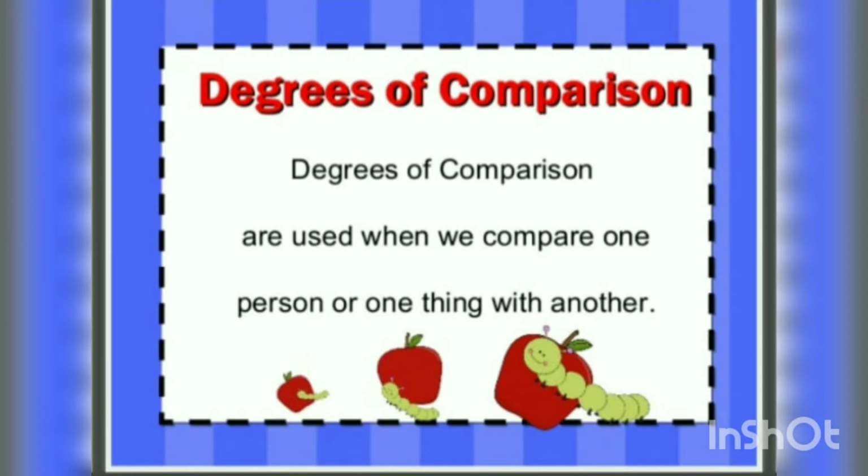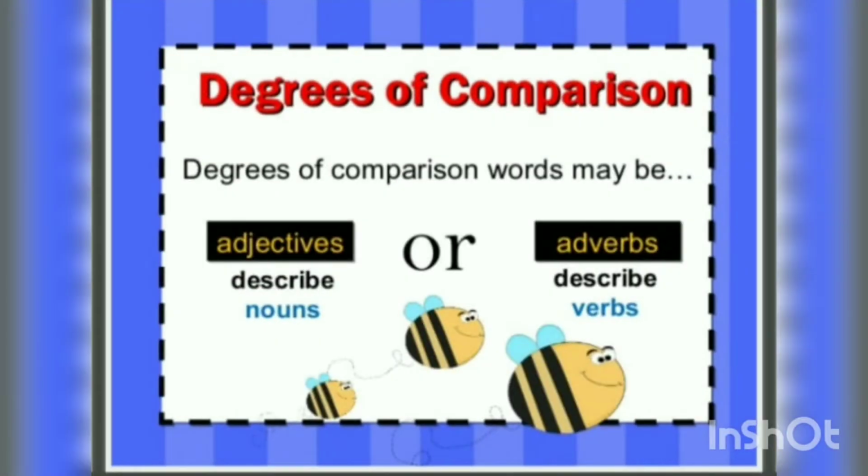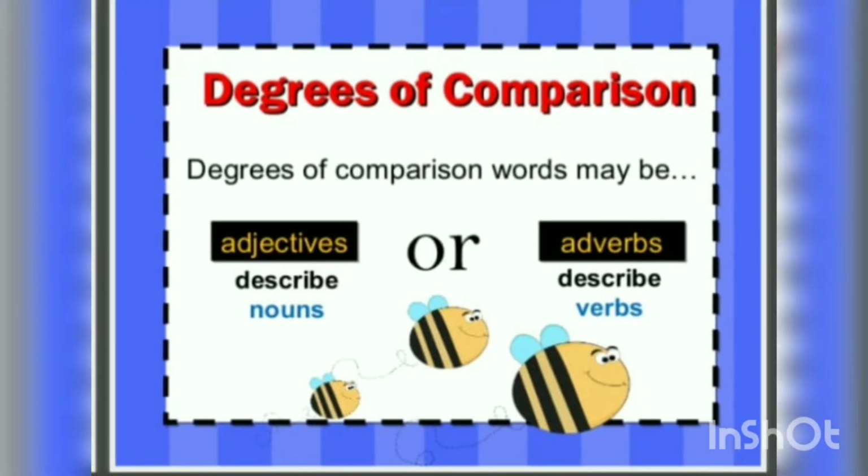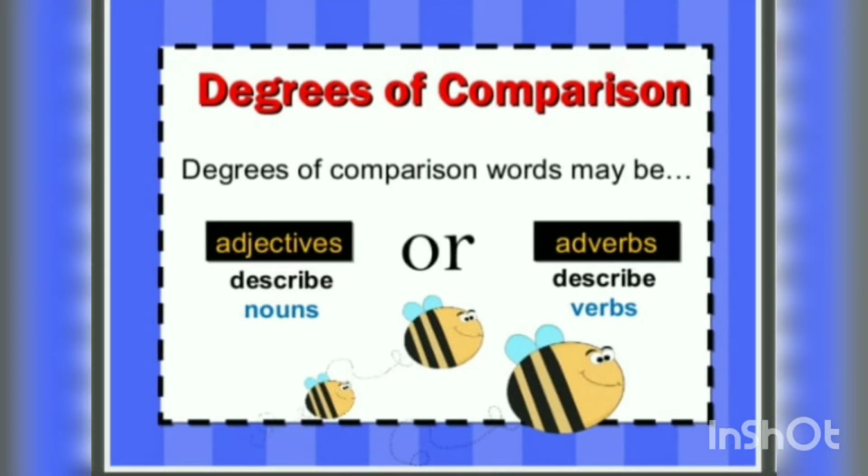Degrees of comparison are used when we compare one person or one thing with another. Did you understand that? Okay, so degrees of comparison words may be adjectives to describe nouns or adverbs to describe verbs. Okay?